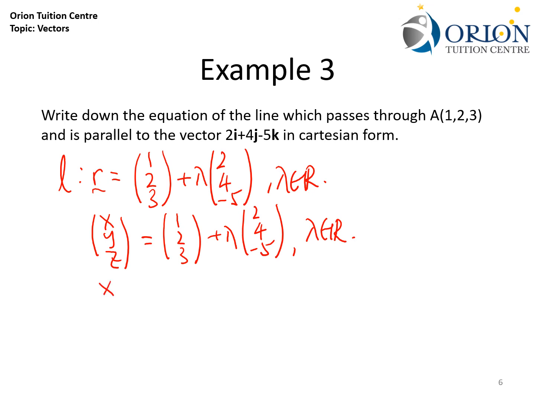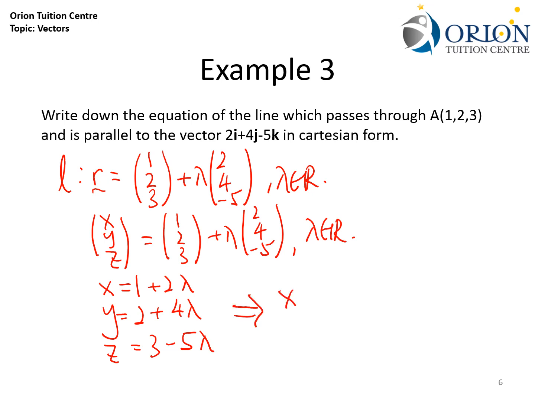Next, I can form the equations x equals 1 plus 2 lambda, y equals 2 plus 4 lambda, and z equals 3 minus 5 lambda. If I make lambda the subject for all of them and equate the lambdas together, I will end up with x minus 1 over 2 equals y minus 2 over 4 equals z minus 3 over minus 5. And this is the Cartesian equation of the line.